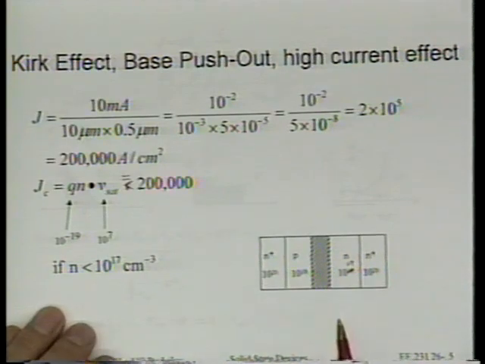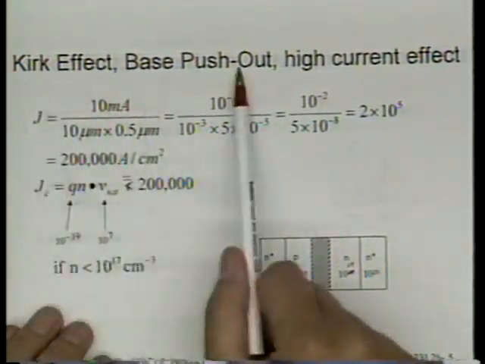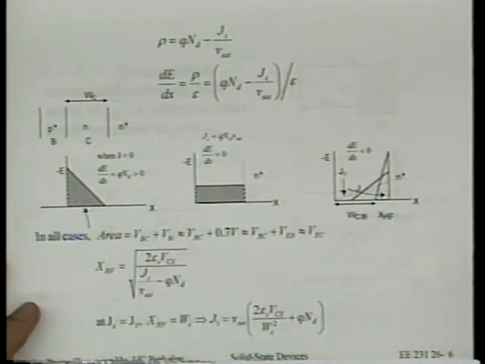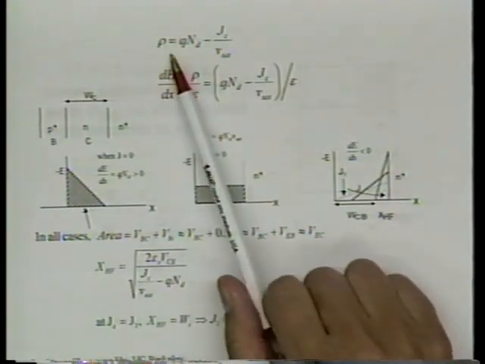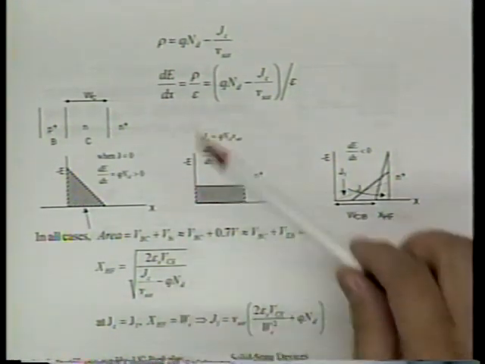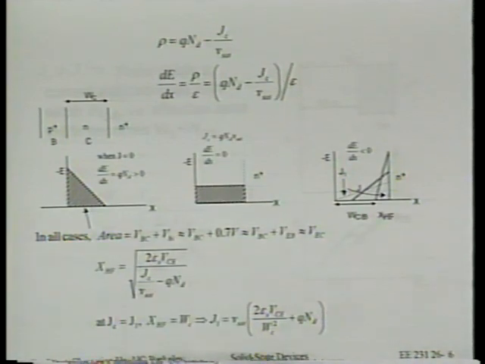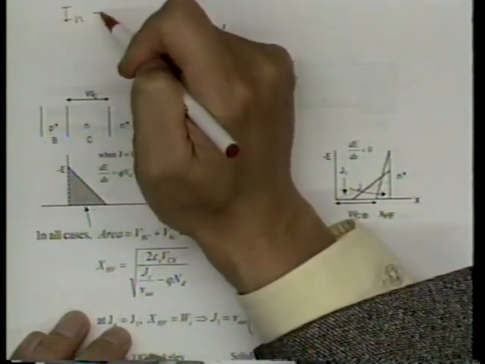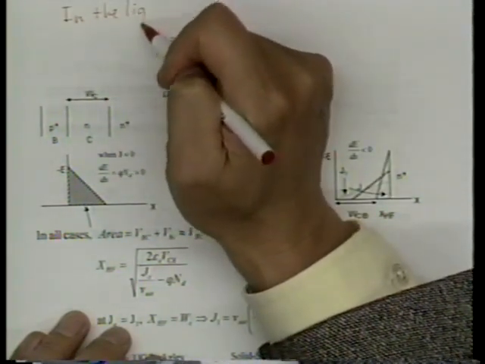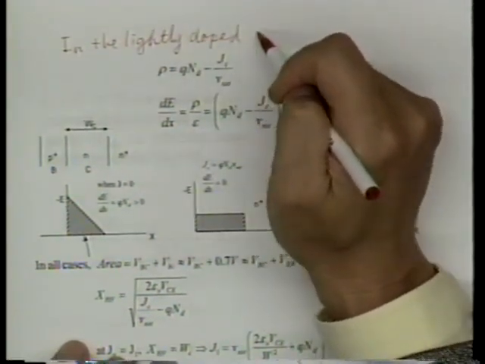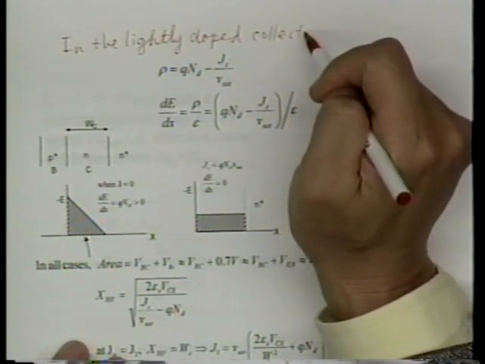Okay, so the answer to that is the whole key of this whole thing, the Kirk effect. What's happened is this. It turns out there are two components of charge in this lightly doped collector. So let's concentrate on what happens in the lightly doped collector, in that region where we think there may be a problem.